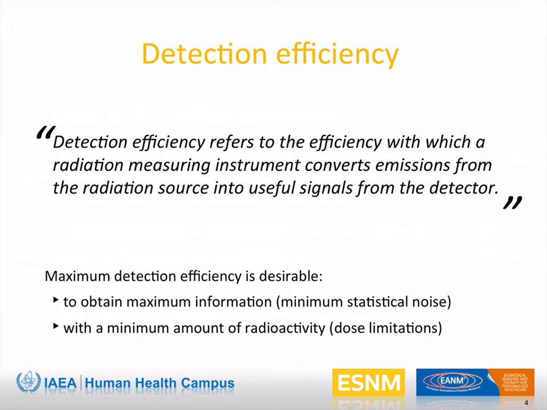A first factor affecting noise in an image is the detection efficiency. Detection efficiency refers to the efficiency with which a radiation measuring instrument converts emissions from the radiation source into useful signals from the detector. Maximum detection efficiency is desirable to obtain the maximum information with minimum statistical noise and with a minimum amount of radioactivity, that means dose reduction.